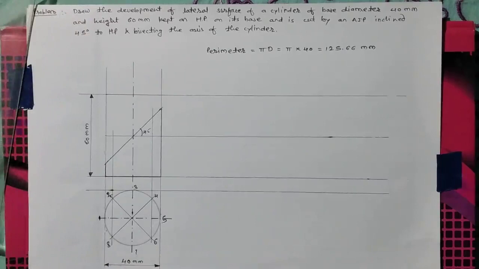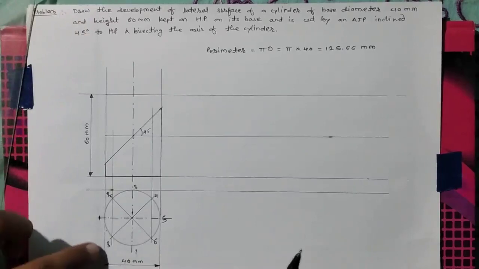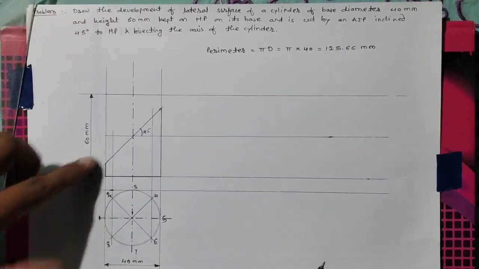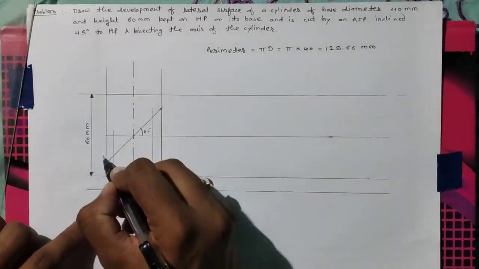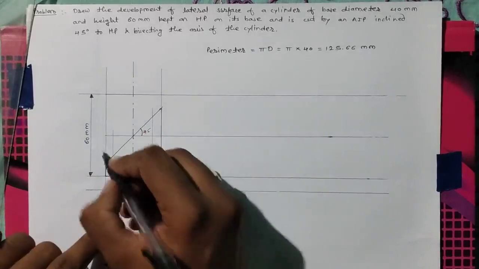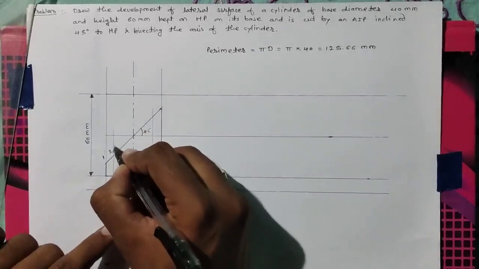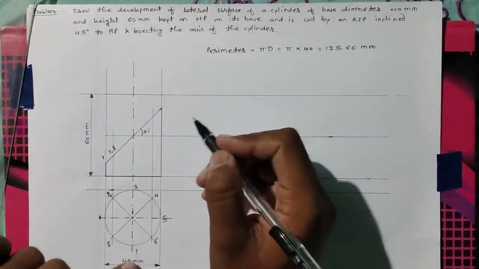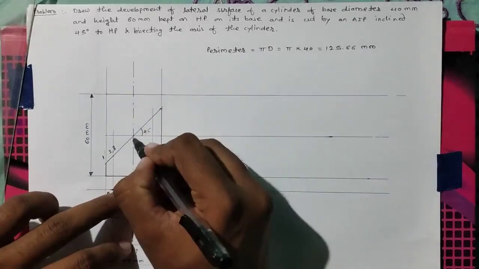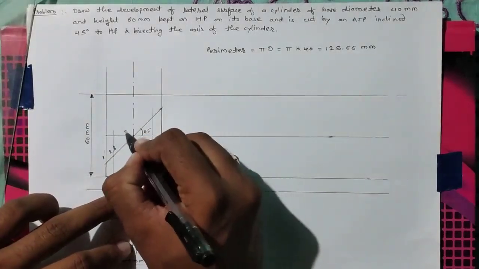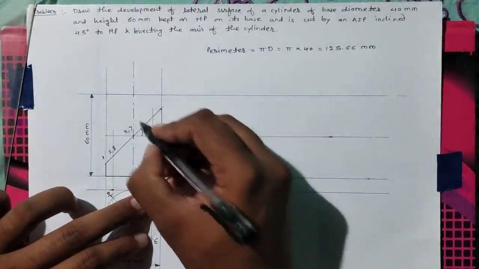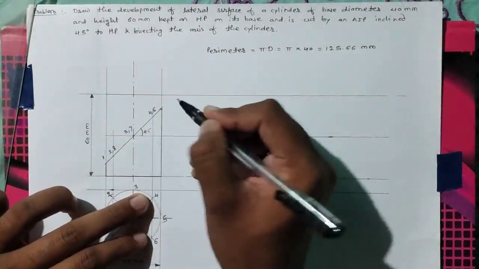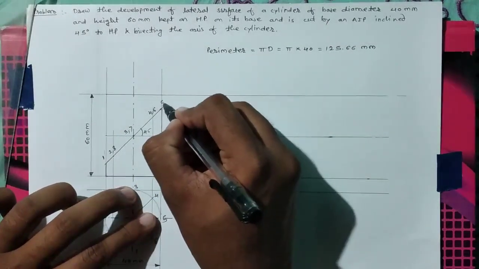Whatever points are shown in the top view, all these points are taken in front view, and give the numbering on this plane. Here will be point 1, here will be points 2 and 8, here will be points 3 and 7. This is the point for 3 and 7. These lines are points 4 and 6. This is point 5.